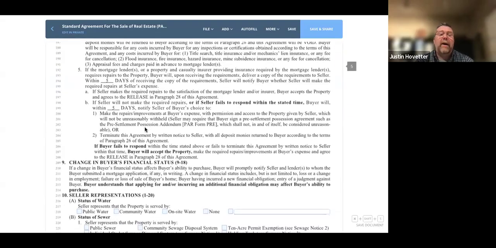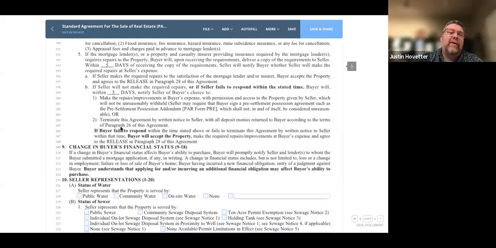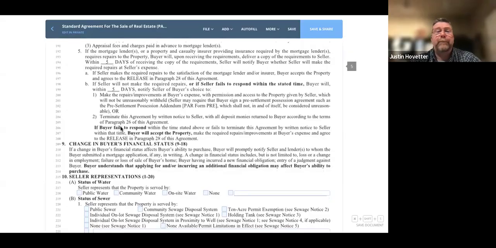Now, whenever I said that the buyer didn't have a right to terminate, I lied. Here's the one way that a buyer can terminate the agreement under the mortgage contingency. If the mortgage lender or a property and casualty insurer providing insurance required by the mortgage lender requires repairs to the property, the buyer will, upon receiving the requirements, deliver a copy of those requirements to the seller. They're going to do that within 5 days of receiving the copy of the requirements.